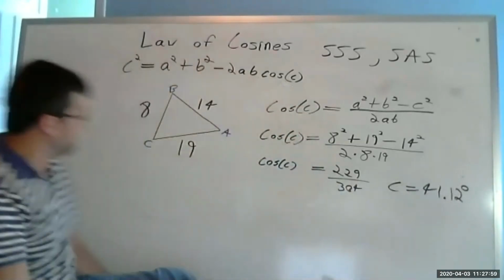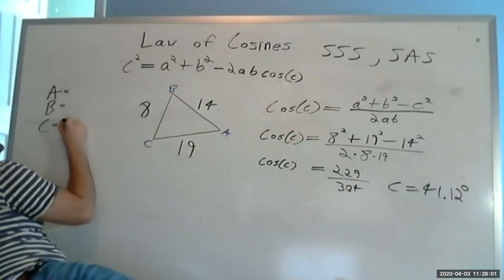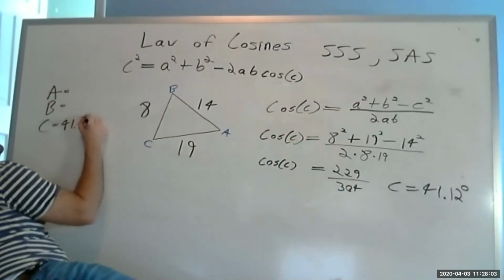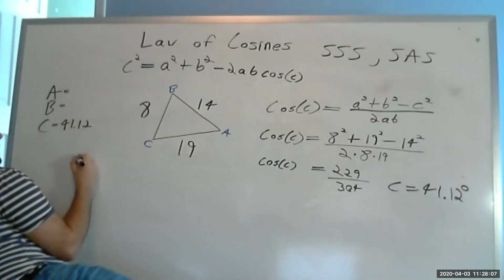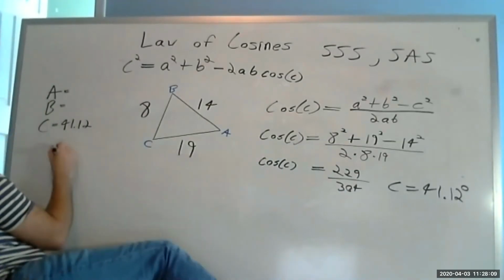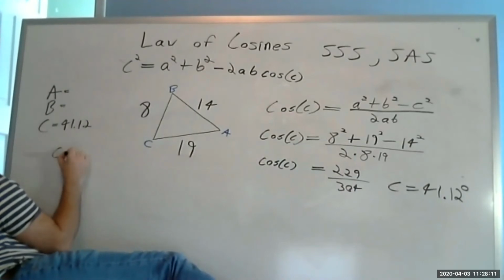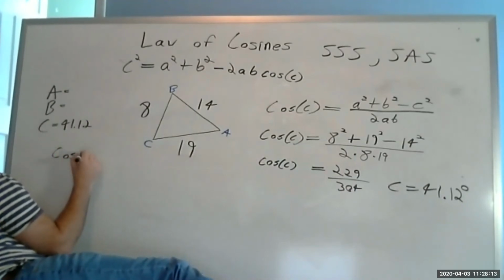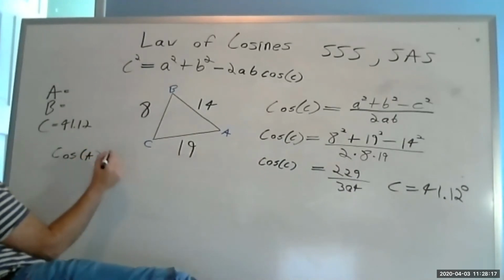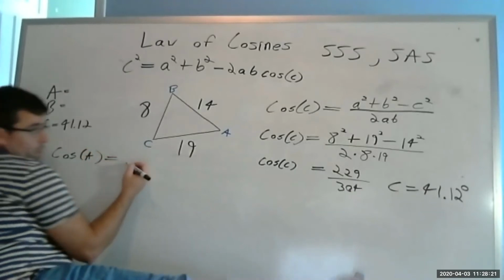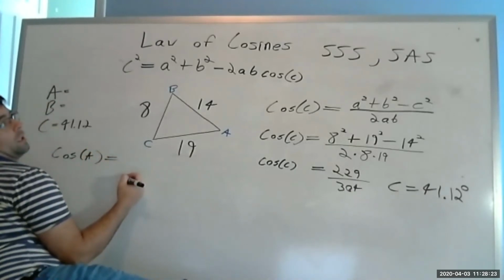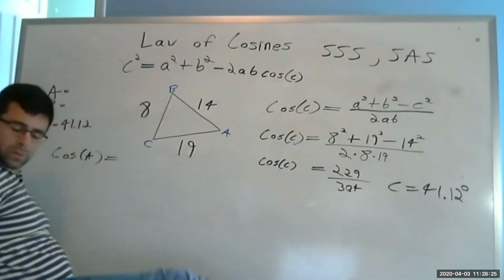All right. So we got C, and let's do A. So cosine A. What do we got? Equals. So how do we set this one up?